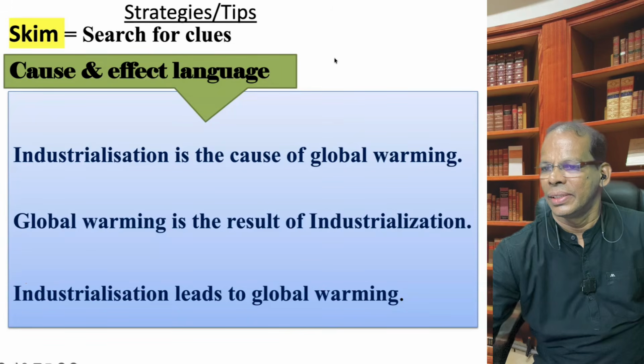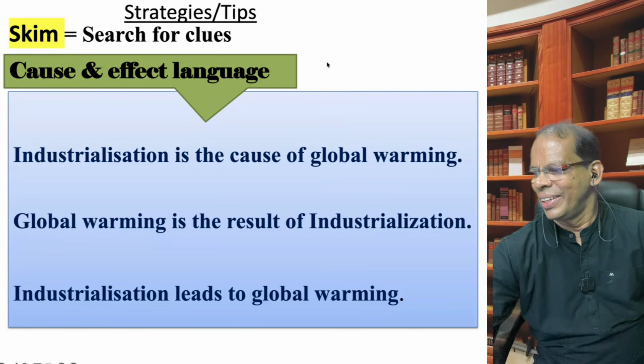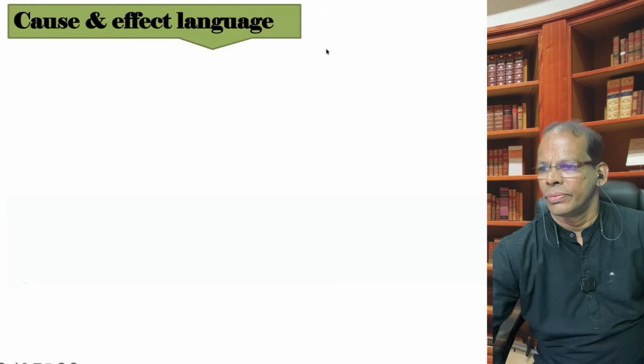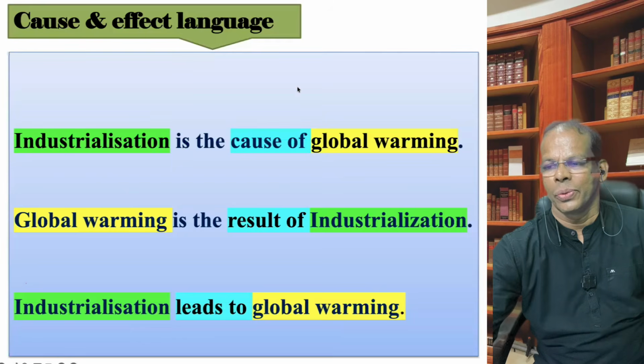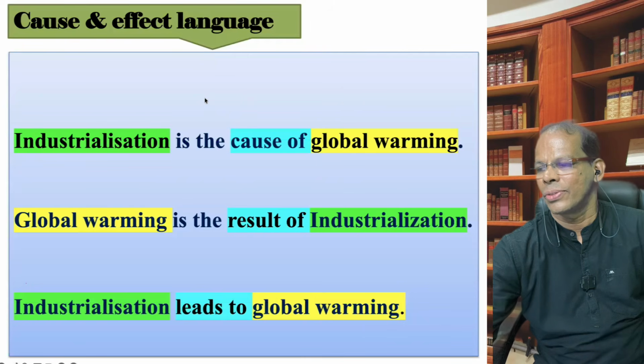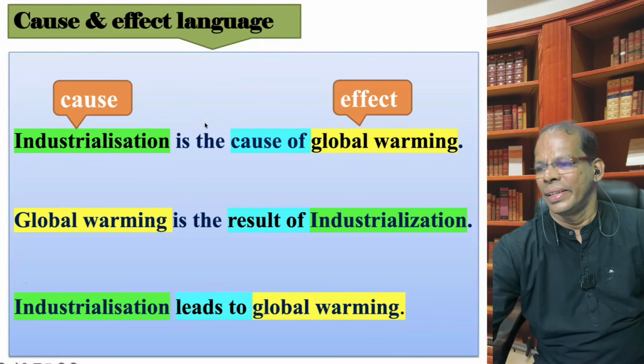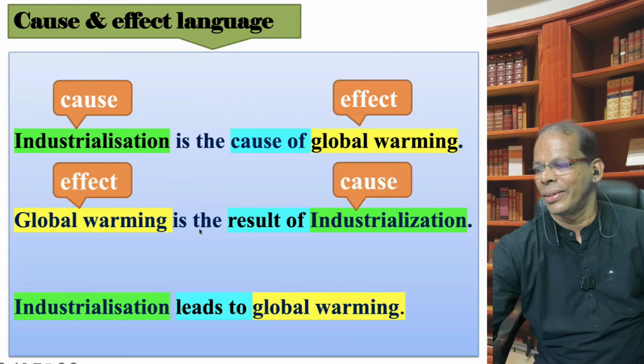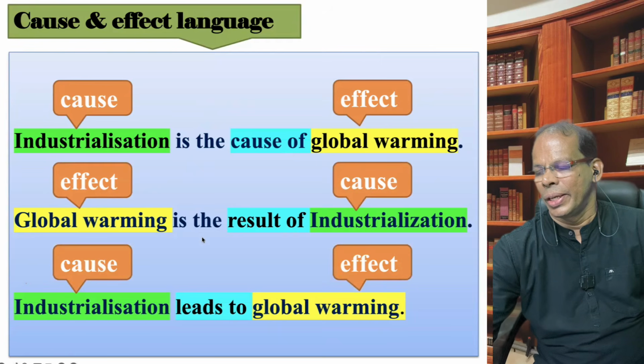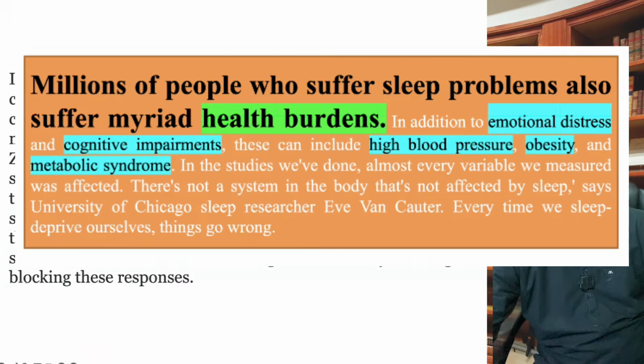Now, you see, this is how they confuse you, okay? Different ways of giving. I'll show you. Cause and effect language is very, very important for you, okay? Especially in your Part C. Industrialization is the cause of global warming: cause, effect. Global warming is the result of industrialization: effect, cause. Industrialization leads to global warming: cause, effect. See, cause of, result of, leads to. All these are the expressions used.